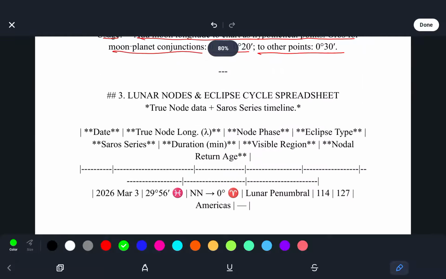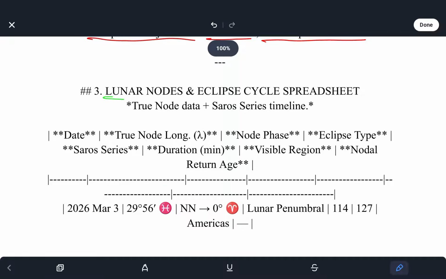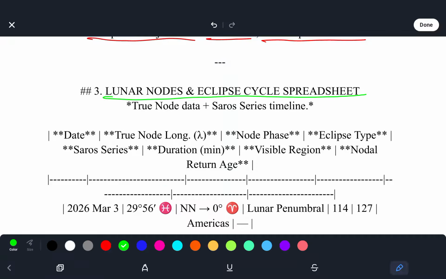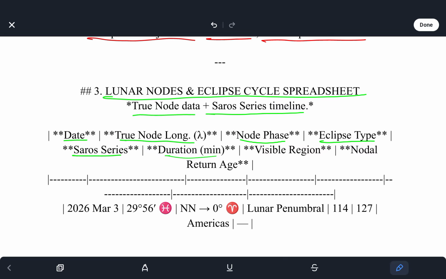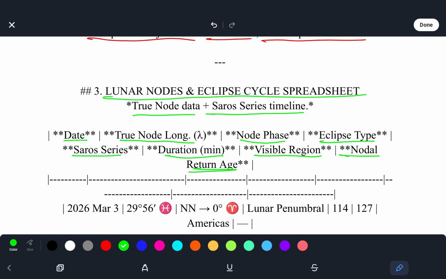All right, now we're going on to our lunar nodes and eclipse cycle spreadsheet, true node data, and Saros series timeline. So we have our date, true node long, our node phase, our eclipse type, our Saros series, our duration in minutes, visible region, and nodal return age.